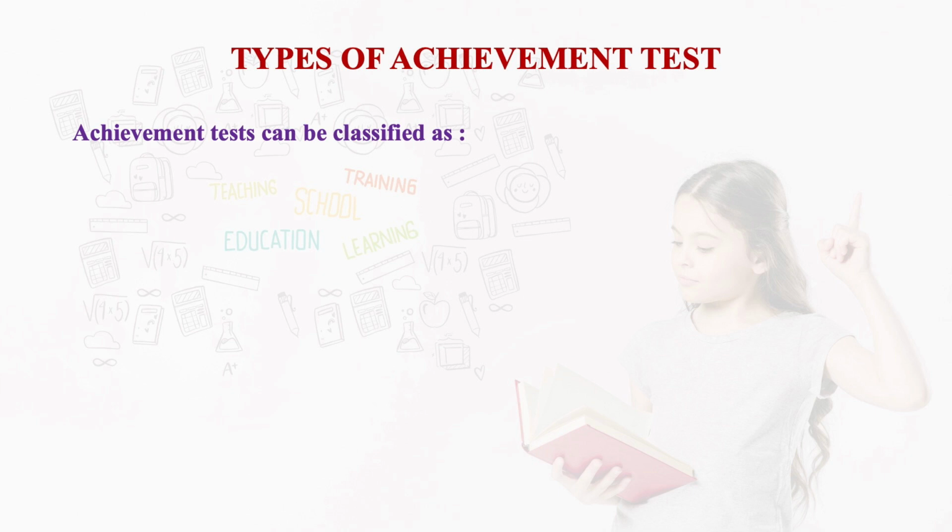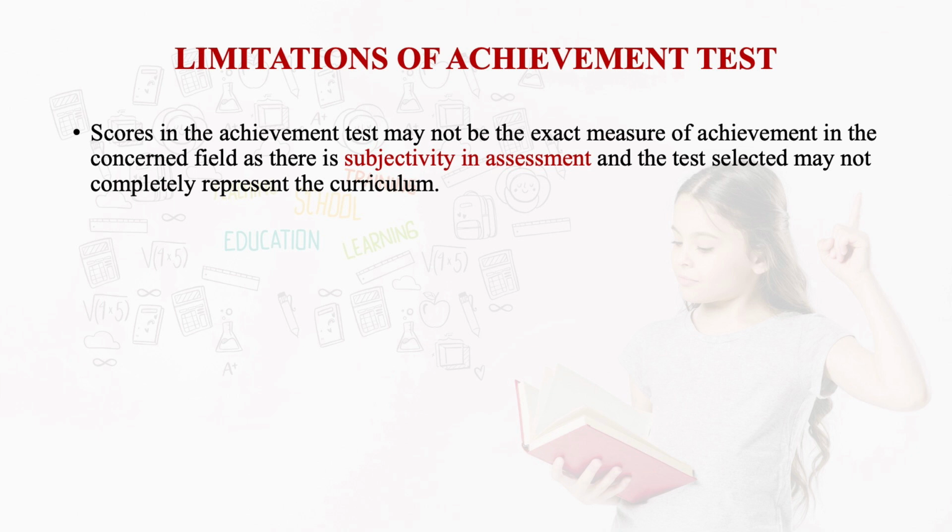And further, the other types of achievement test are teacher-made achievement tests and standardized achievement tests. I have already discussed in my earlier video lesson what a teacher-made achievement test is and what a standardized achievement test is. So far as the type of achievement test is concerned, it is of two types: teacher-made and standardized. Further, to go forward, these are certain limitations of the achievement test.